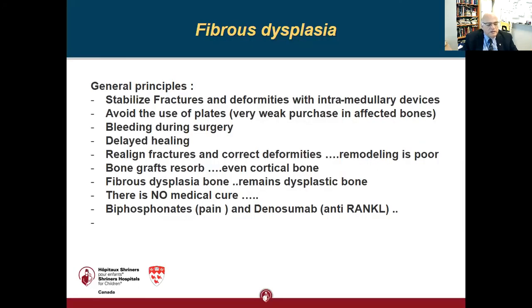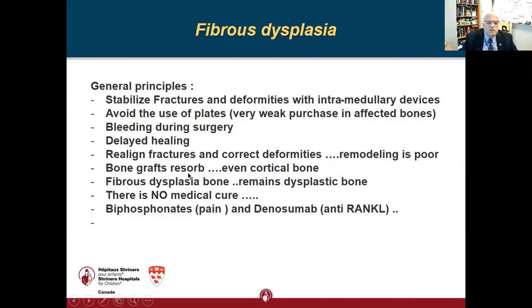One word about fibrous dysplasia. Again, because the whole bone is affected, fracture and deformity are stabilized with intramedullary devices. Avoid the use of plates. Be careful about bleeding during surgery. They bleed a lot in fibrous dysplasia. There may be delayed healing of the osteotomies. Realignment of the fracture and deformity is very important as remodeling is very poor.